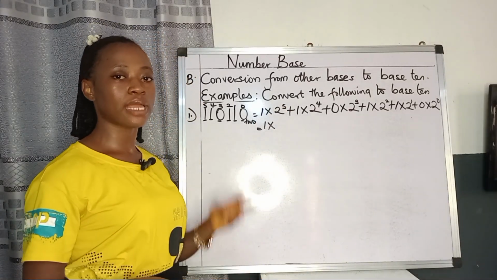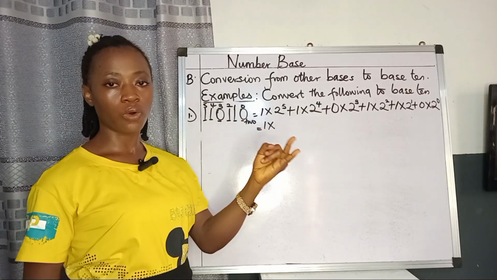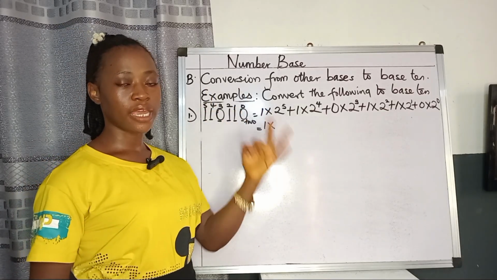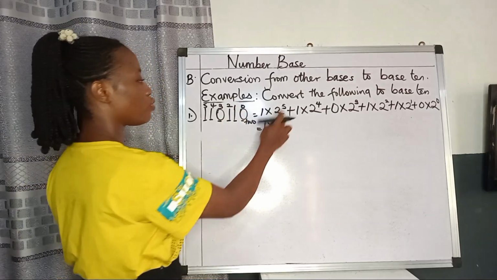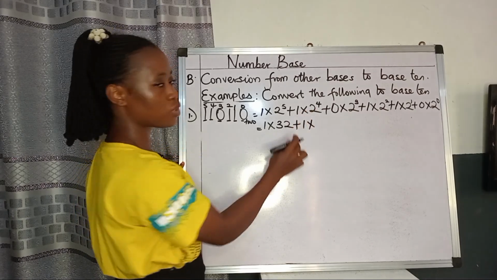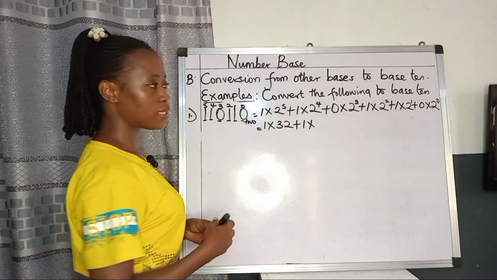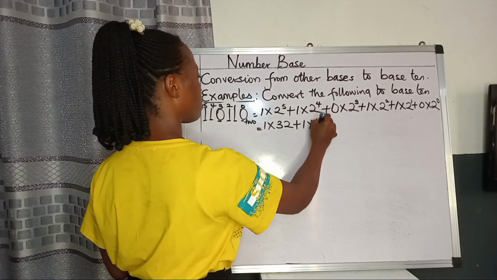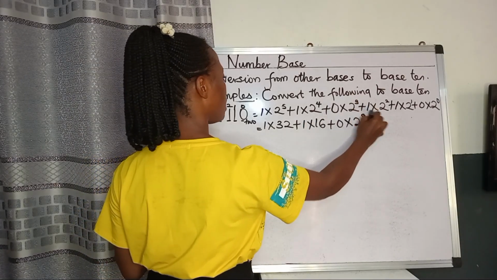So this will give us 1 times 2 raised to power 5, which means 2 in 5 places. So we have 2 times 2 times 2 times 2 times 2. 2 times 2 is 4. 4 times 2 is 8. 8 times 2 is 16. 16 times 2 is 32. So 2 raised to power 5 is 32. Then 1 times 2 raised to the power of 4. 2 times 2, 4. 4 times 2, 8. 8 times 2, 16. Plus 0 times 2 raised to power 3, of course, is 8.